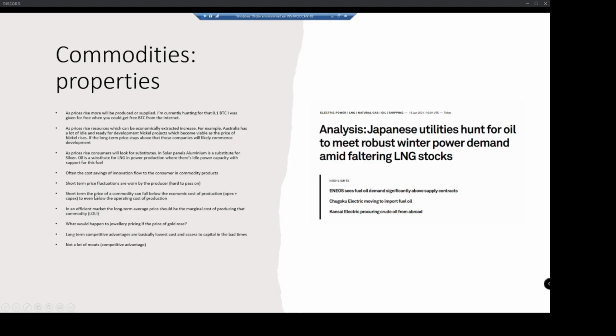And short term, the price of a commodity can actually fall below the economic cost of production, i.e. the operating expense plus the capital expense, and even below the operating cost, just the operating cost by itself. And we saw this last year with oil. It actually dropped below the operating cost of production briefly.